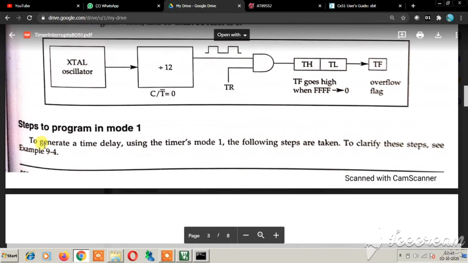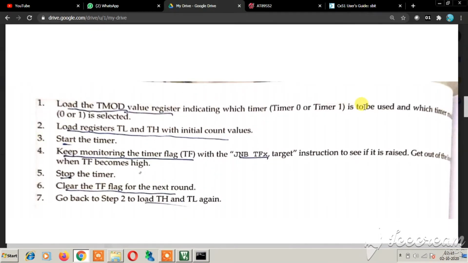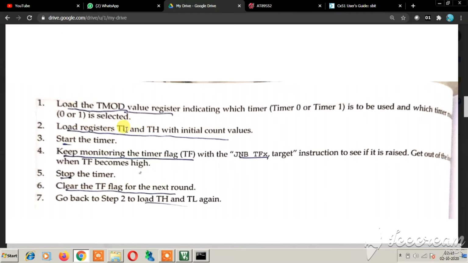Now the steps to program in mode 1: load the TMOD register value indicating which timer should be used. Since you saw that TMOD has both timer 0 and timer 1, we should select which timer is to be used. Load the registers TL and TH. If timer 0, then you should write TL0 equal to something and TH0 equal to something. Then start the timer by TR0 or TR1 equal to 1.